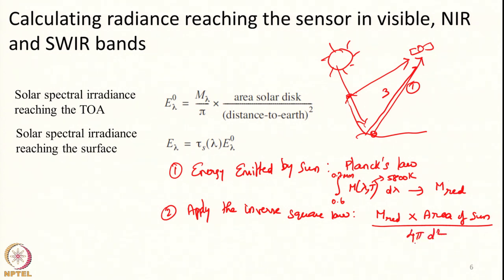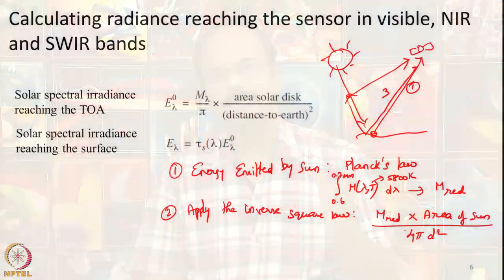This also we have done, and if you remember, using this only we calculated what is known as the solar constant, 1368 watt per meter square of radiant flux density. We calculated that for the entire bandwidth, the total energy that reaches from the sun in all energy bands, all wavelengths. Here we are talking about one particular spectral band.